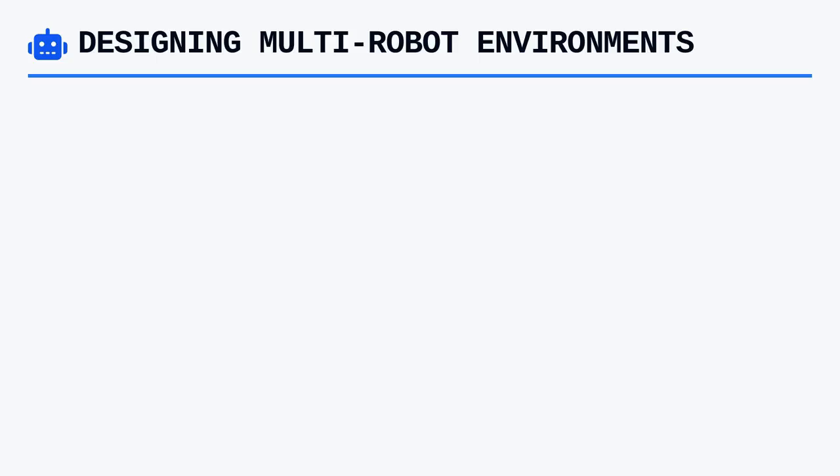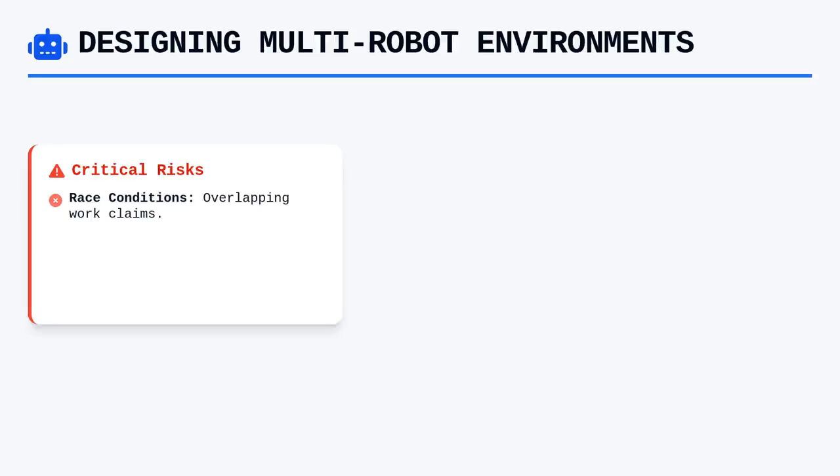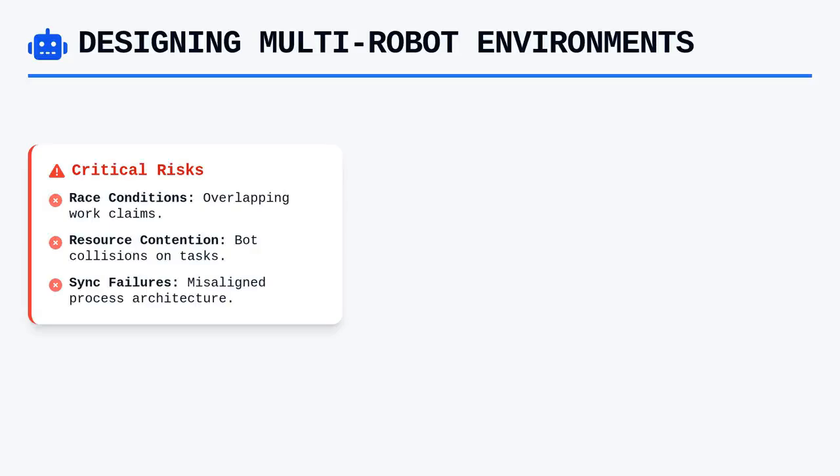Designing for multi-robot environments requires a careful alignment between queue configuration and actual process architecture. When multiple runtime resources pull work from the same queue, the potential for race conditions or resource contention increases if the queue isn't configured for concurrent throughput.